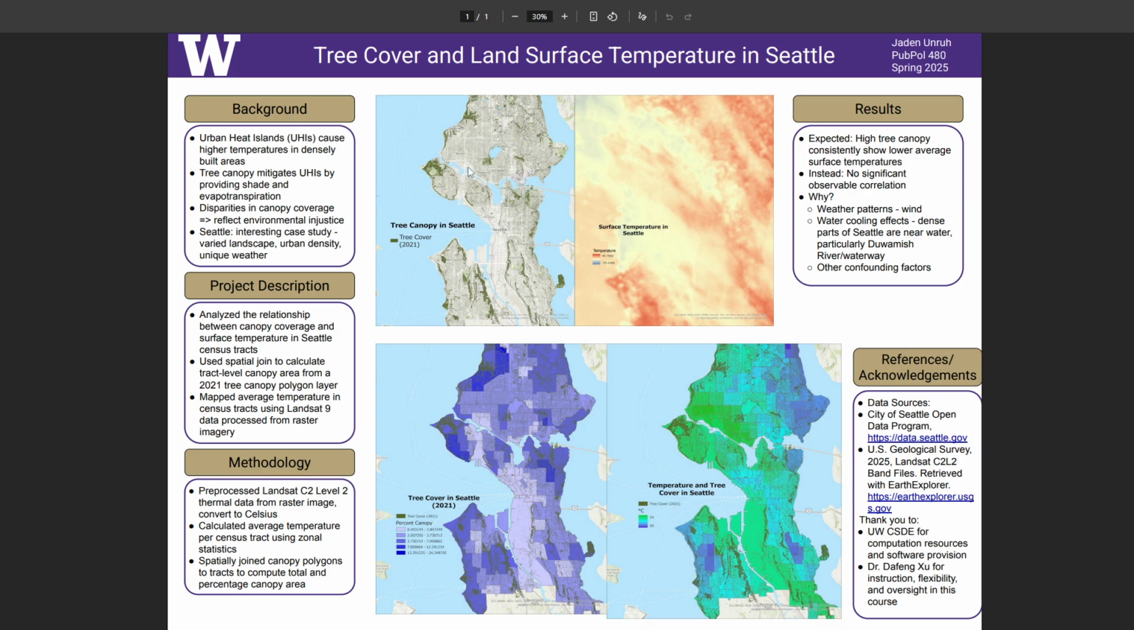Disparities in this canopy coverage can reflect environmental injustice. Certain areas, particularly low-income neighborhoods, tend to have less tree coverage, and so they will be at higher risk of these urban heat islands.